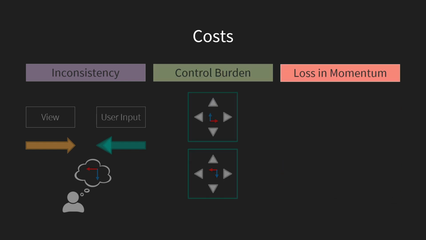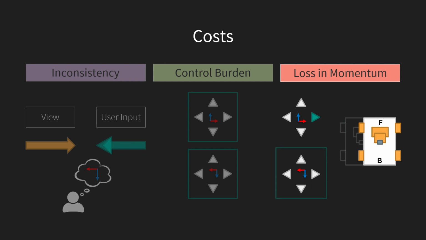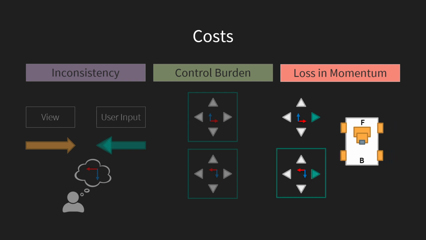The third cost is the loss in momentum. Consider the mobile robot example where the two view-aligned control frames were mirror images of each other. Suppose the user selects this control frame and presses the right key of the joystick, the robot will move to the right. If the user switches to the other control frame and continues pressing the same right key, the robot will now move to the left. This is what we call a loss in momentum. For the same user input, the robot starts to move in a different direction when another control frame is selected.